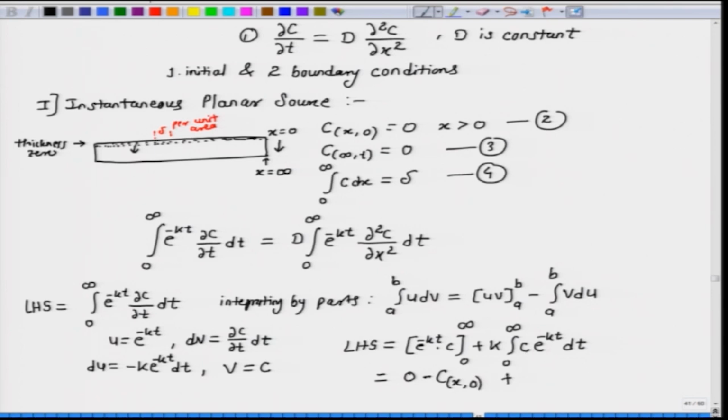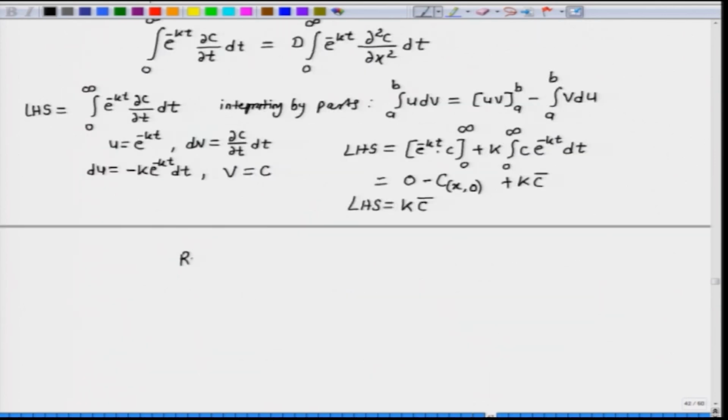now this integral looks familiar. What is this? Integral 0 to infinity e to power minus k t times c dt is the Laplace transform of function c, right. So, let us denote that by c bar. Now, we know the initial condition c at x at t equal to 0 is 0. So, LHS comes out to be straight k times c bar, where c bar is the Laplace transform of function c.